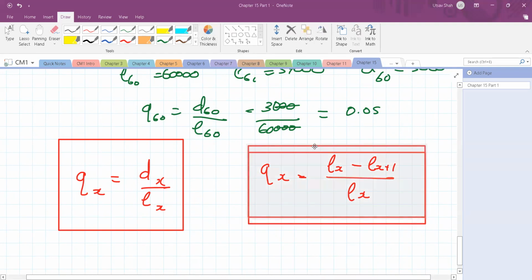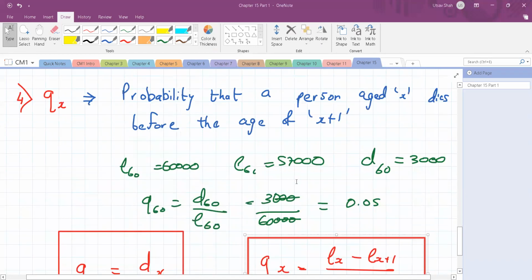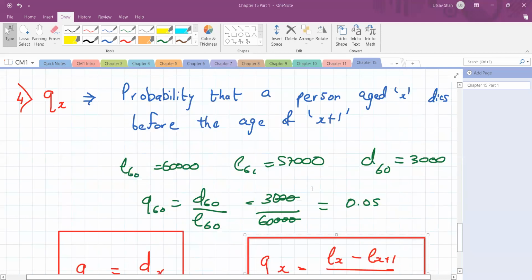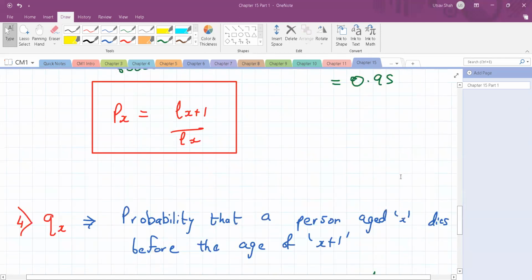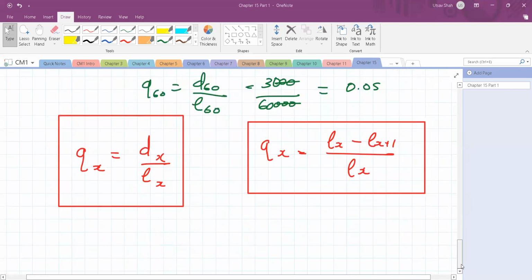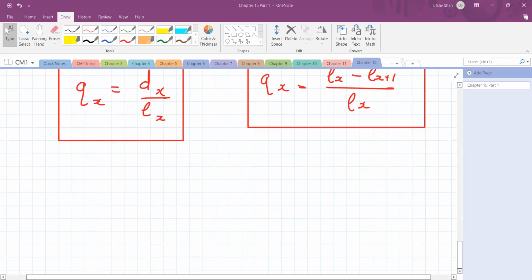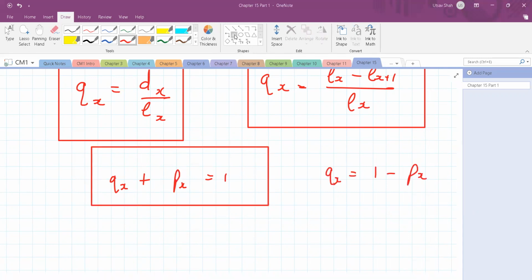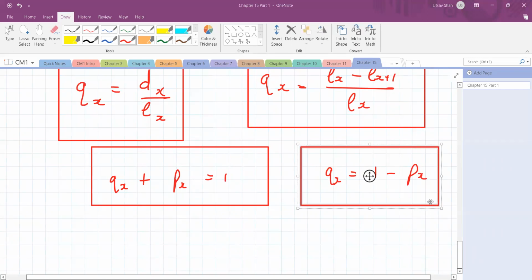Also, if you notice one thing, this is 0.05, this is 0.95. Any person at the age of 60 will either survive to the age of 61 or will die before the age of 61. So that means Qx plus Px should equal 1. The probability of these two should equal 1. So therefore, Qx equals 1 minus Px. All right.